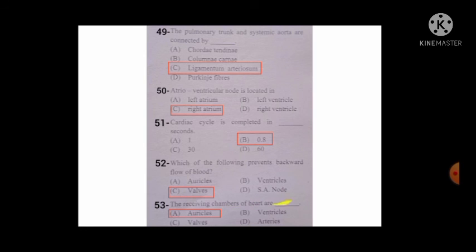The receiving chamber of the heart is the auricle, as deoxygenated blood comes from the whole body to the right atrium through the superior and inferior vena cava, and the left atrium receives oxygenated blood from the pulmonary vein through the lungs, from which the oxygenated blood comes to the left auricle. That's why the receiving chambers of the heart are called auricles.